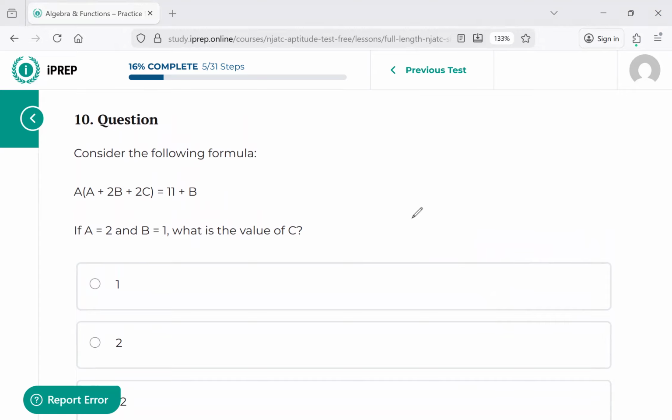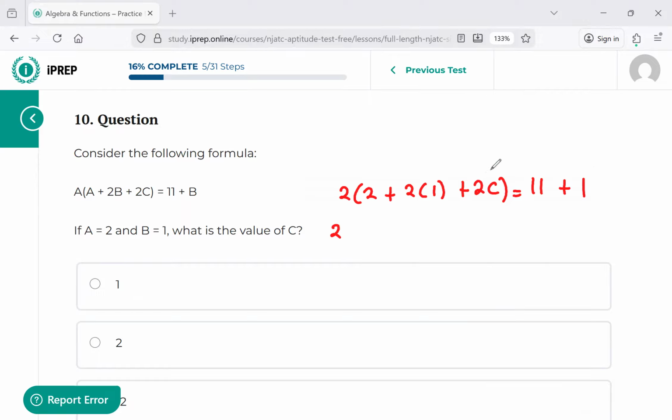So let's plug it in. This is question 10. If A is 2, then it's A, 2 times (A is 2 plus 2 times B is 1 plus 2C) equals 11 plus B, which is 1.